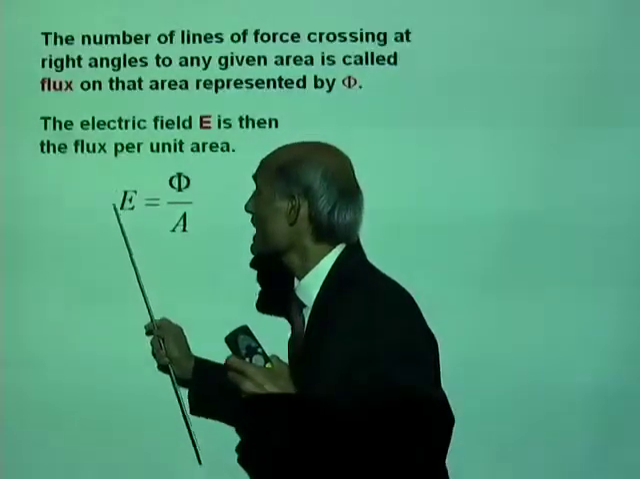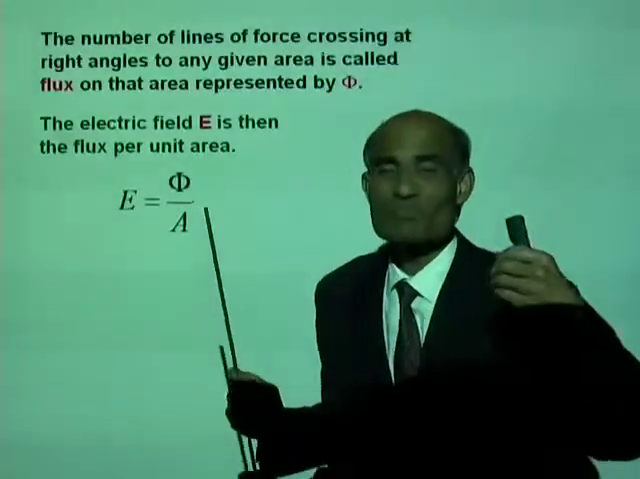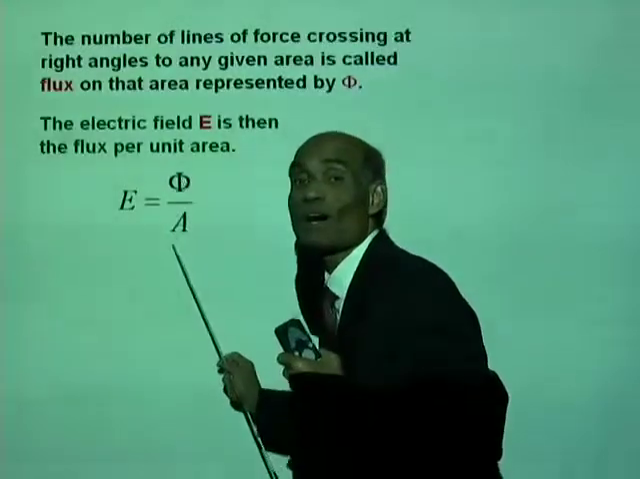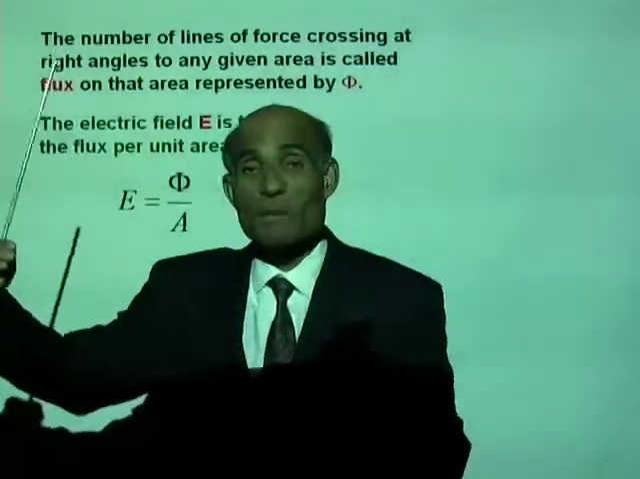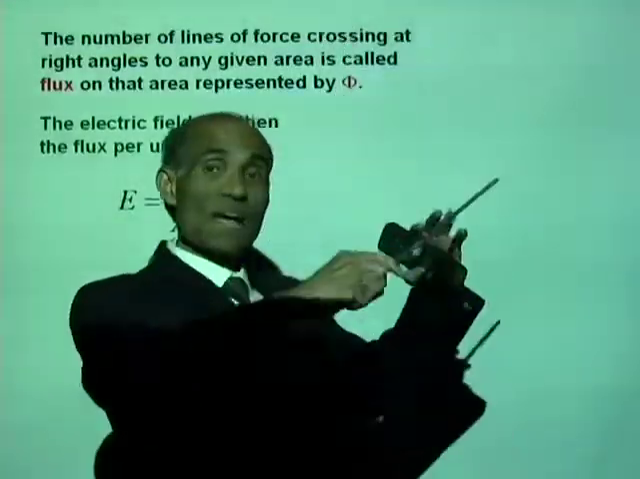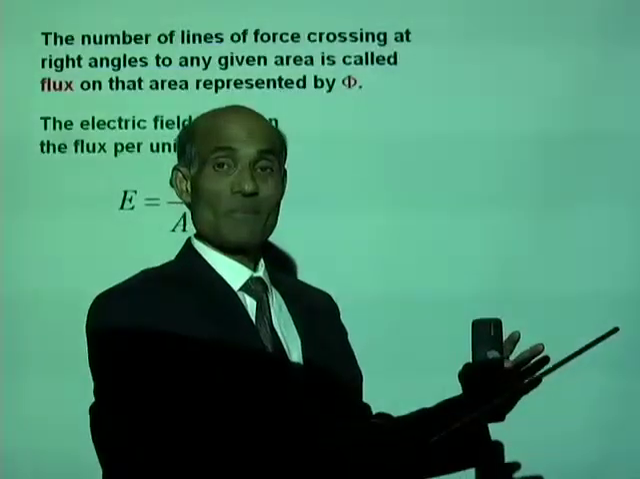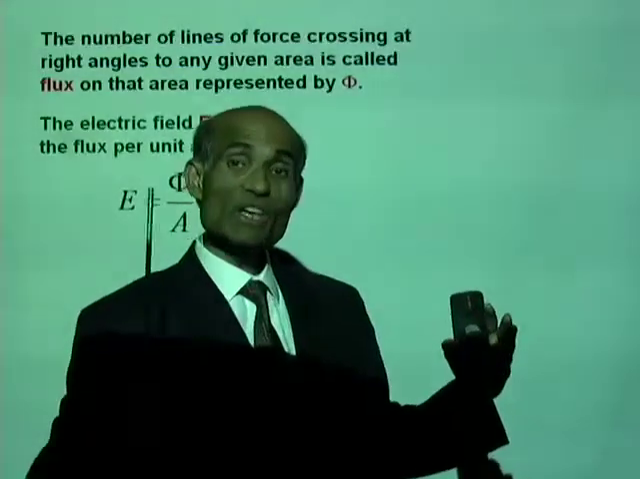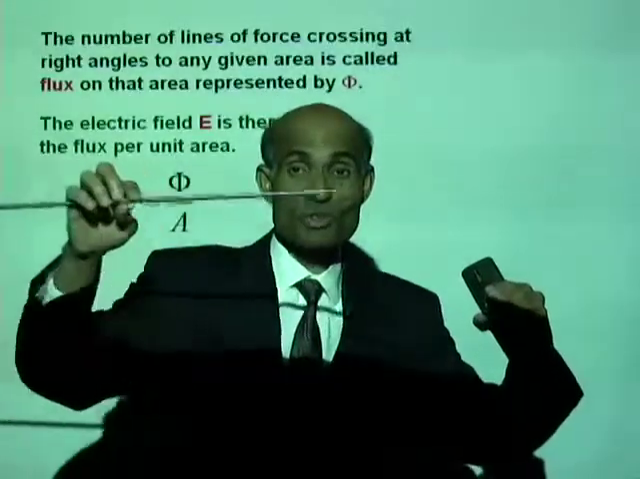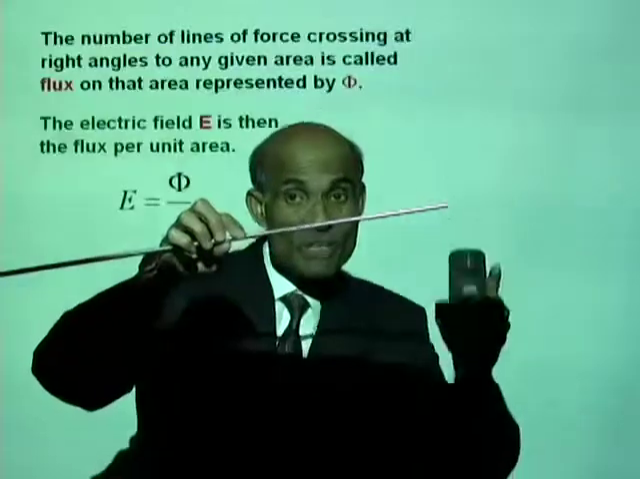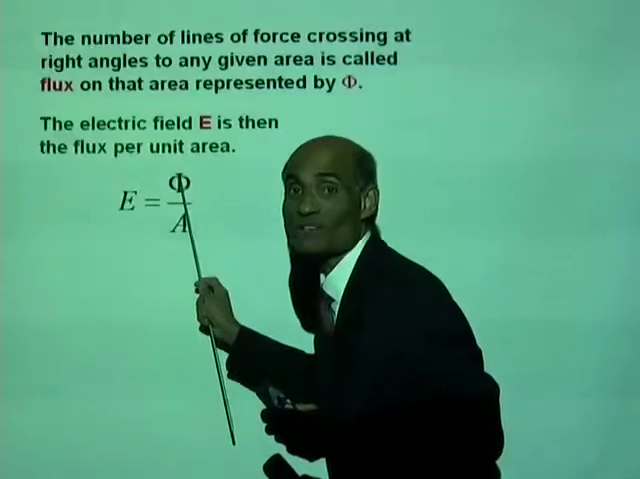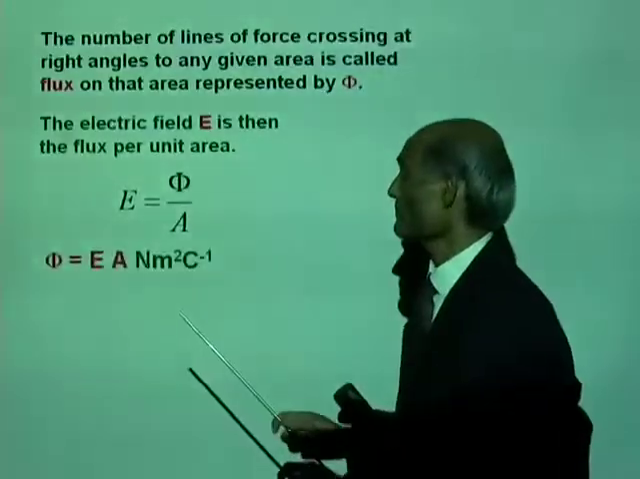What is the definition of electric field using the concept of electric flux? E is flux per unit area. Flux is a measure of the total number of lines of force crossing at right angles to a given area. An electric field is flux per unit area. Number of lines of force crossing at right angles to a unit area. So electric field intensity is flux per unit area.